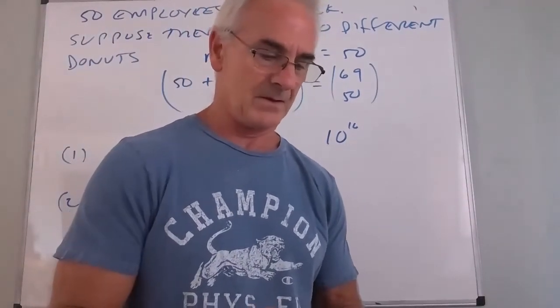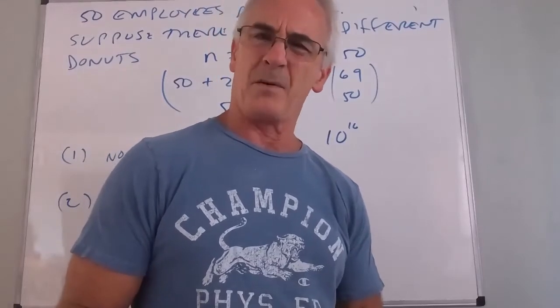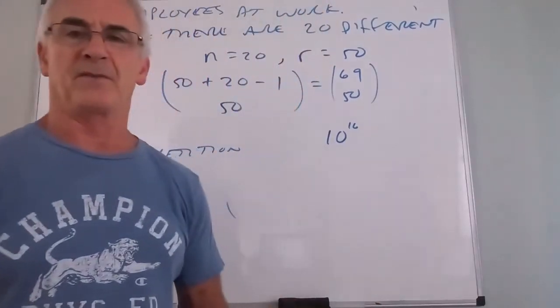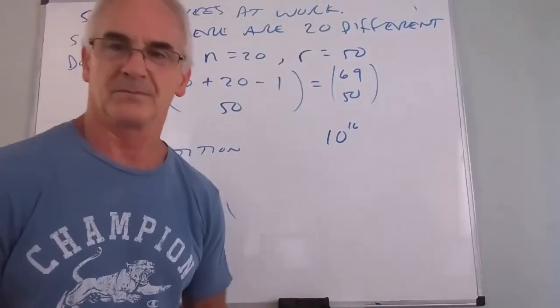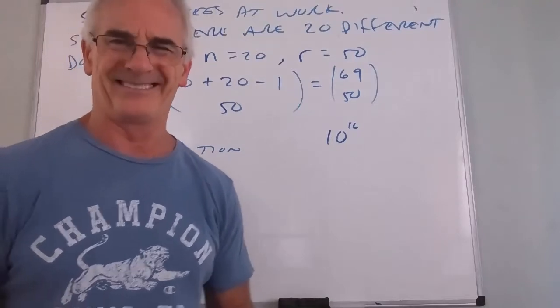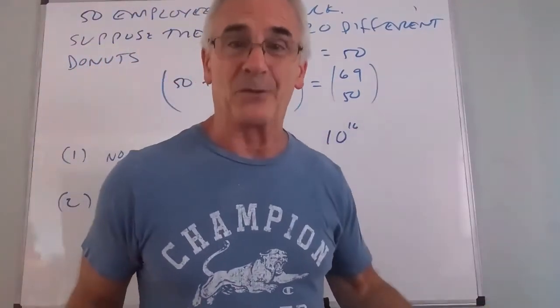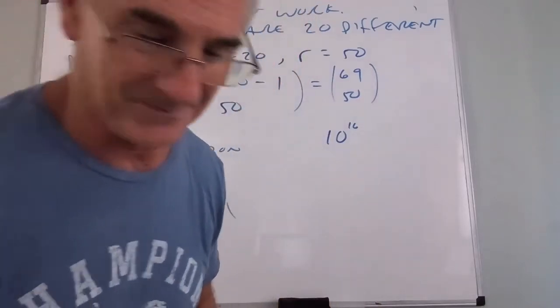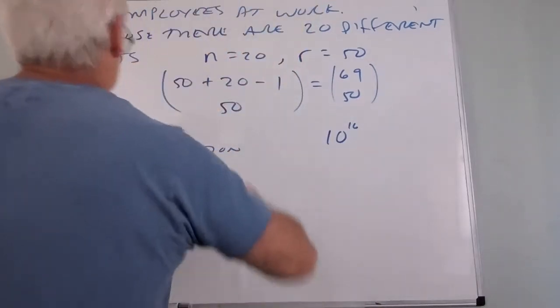That's more. It's not astronomical. Okay, I have the numbers 1, 2, 3, 4, 5. I want you to choose 7 of them. I have the numbers 1, 2, 3, 4, 5. I want you to choose 50 of them. It starts getting really big really fast, as you can see. Okay, so let's do another example.